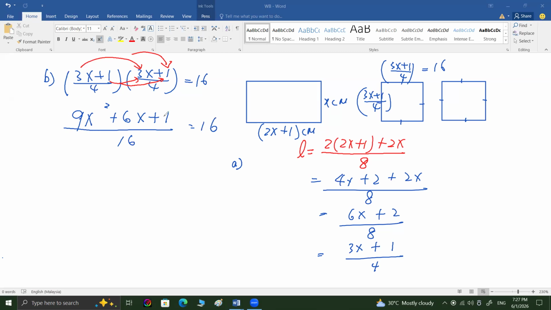Okay, know how to expand this one? You should know already, because you have done a lot already. Can I expand this or not? And then shift the 16 here. Shift it up.